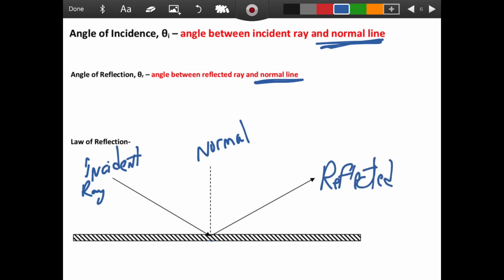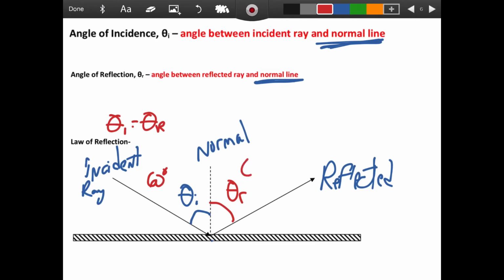So whatever the angle of incidence is, that would be this angle. And then between the reflected ray and the normal, we'll call it theta r. The law of reflection states that the angle of incidence is always equal to the angle of reflection. So if we know that this is 60 degrees, well, then the angle of reflection between the reflected ray and the normal is also 60 degrees.